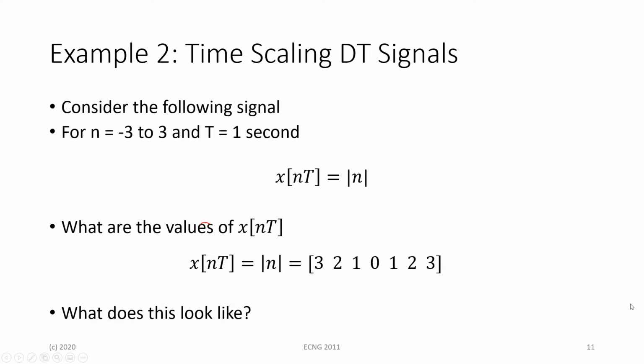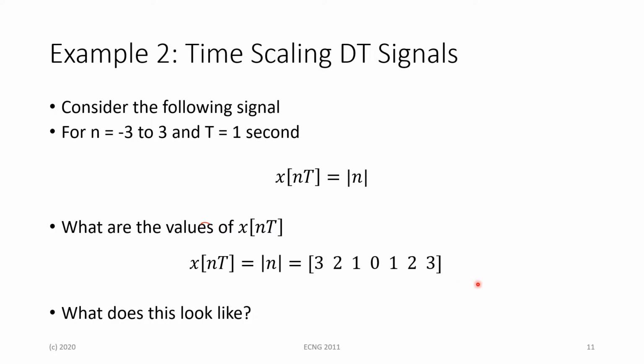So yeah, let's consider the following signal here, and we have x of nt equal to the modulus of n. We know n here goes from -3 to 3, and n can only be represented as integers. And t here being equal to 1 second enforces this property. So from n -3 to +3, because we have the modulus sign, x of -3 will just be +3, then +2, +1, 0, 1, 2, 3 accordingly, and so forth.